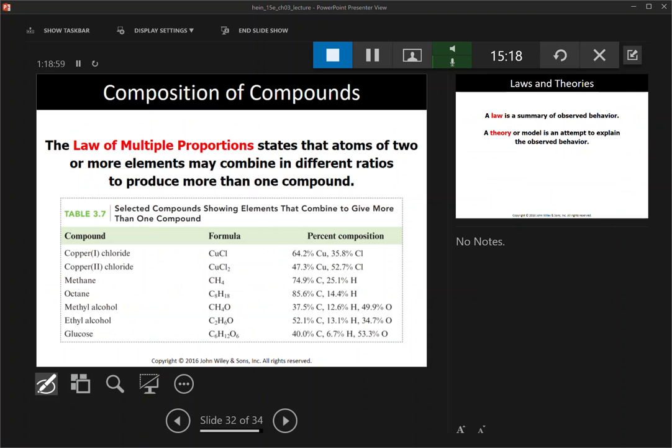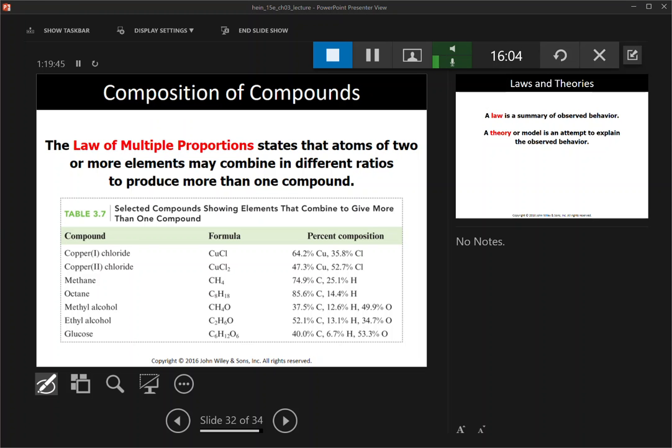Now, having said that, also keep in mind that we can combine elements in different ratios to make different compounds. This is called the law of multiple proportions, meaning that atoms of two or more elements can combine in different ratios, and if they combine in different ratios, you can make different compounds, and those compounds have different chemical and physical properties. And these are some examples. For example, copper and chlorine can combine in different mass percentages or percent compositions. So we can have either copper 1 chloride or copper 2 chloride.